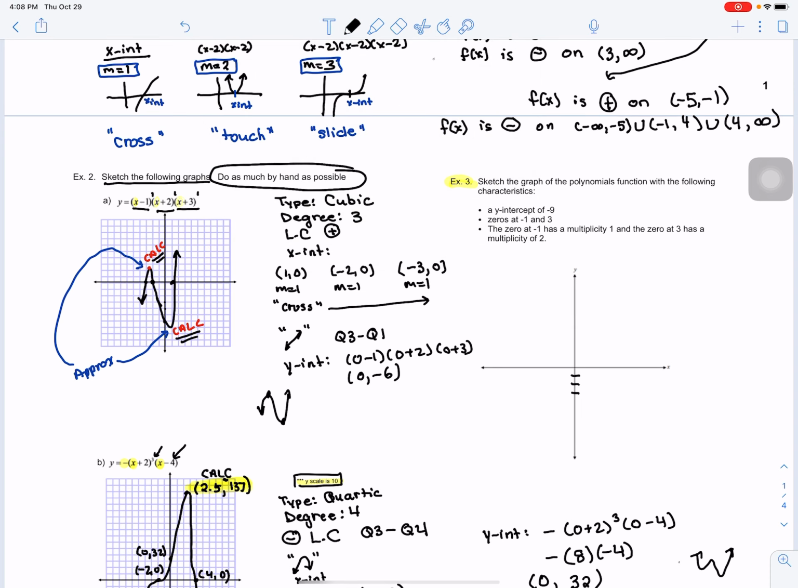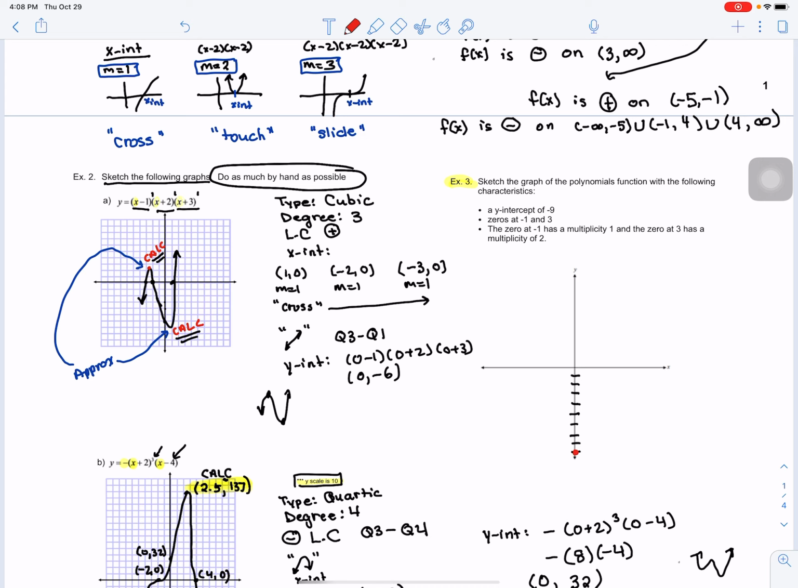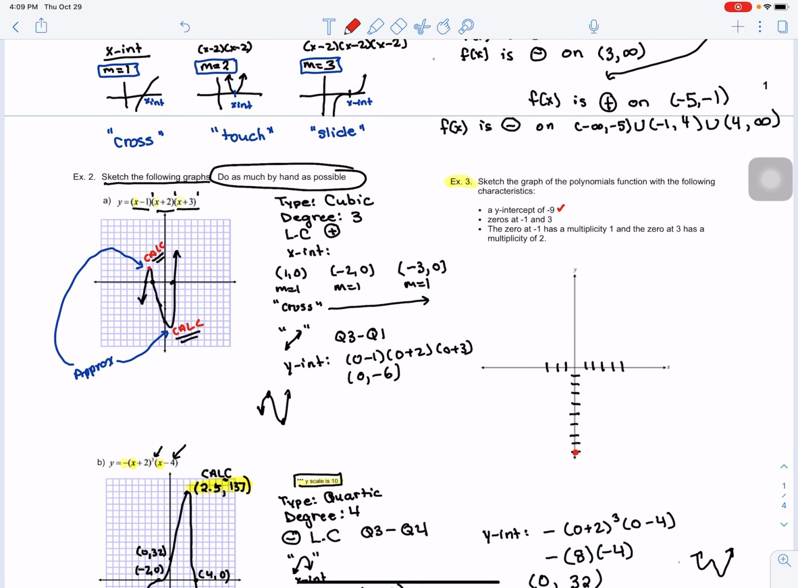1, 2, 3, 4, 5, 6, 7, 8, 9. And I'm going to plot my graph in red. Okay, make sure you're plotting it at the right point. So I'm going to put a check mark here. I have a 0, and another word for 0 is x-intercept. So when x is minus 1, I have an x-intercept, and when x is 3, I have an x-intercept. So I put my x-intercepts there.